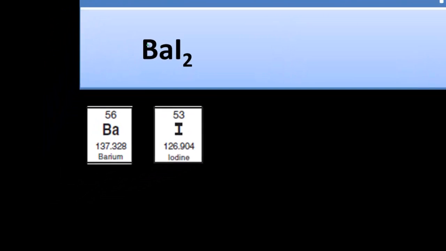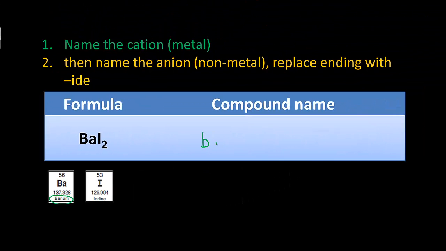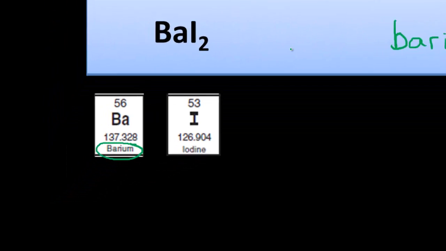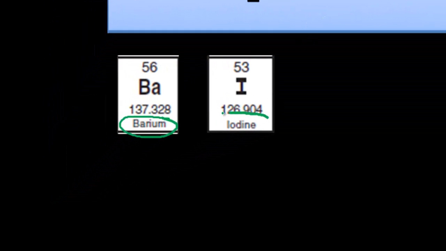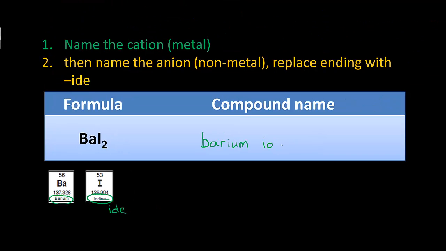Last one, BaI2. We name the metal first. That's barium. Then we name our anion, or our nonmetal, which is iodine, and we replace the ending with IDE. So it will change to iodide. Barium iodide is the compound name for BaI2.